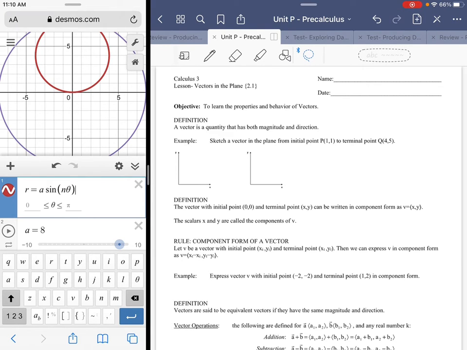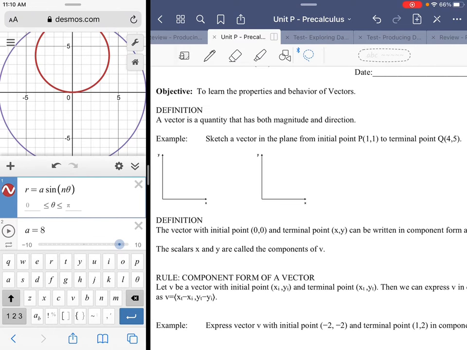So we're looking at page 16 in the Unit P packet. It's the vectors in a plane section. This is firmly in the category of maybe, maybe not, in terms of whether or not you've seen this before. Physics students definitely, math students maybe. It's a pre-calc topic, but it's often one that's skipped. So here is your crash course on basic vectors.